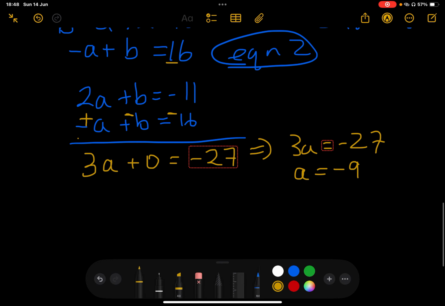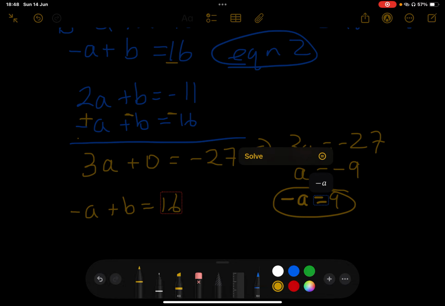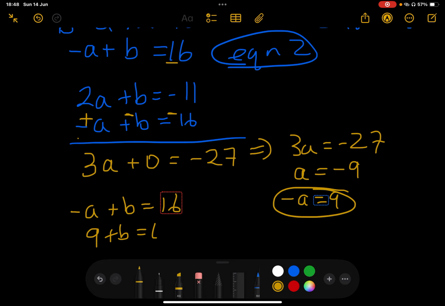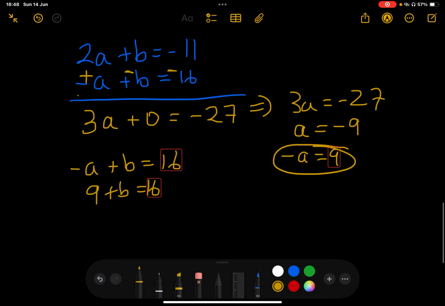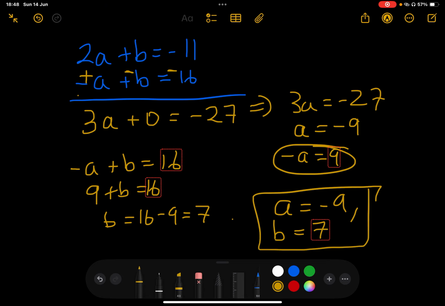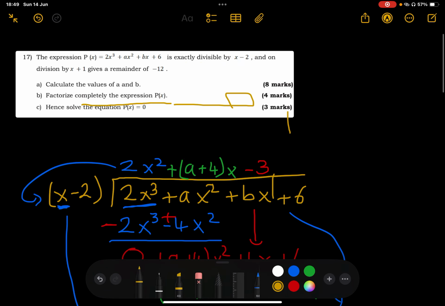A is minus 9, so then let's use minus a plus b is 16, so minus a will be 9. So we have 9 plus b is 16, so b is 16 minus 9, which is 7. Okay, so we have a is minus 9, b is 7. Woohoo! So we've done that.